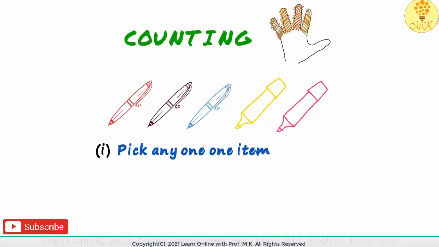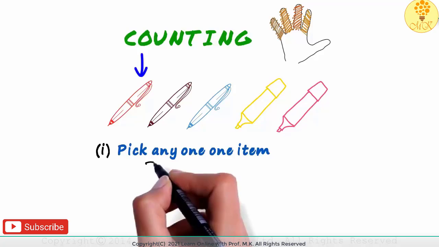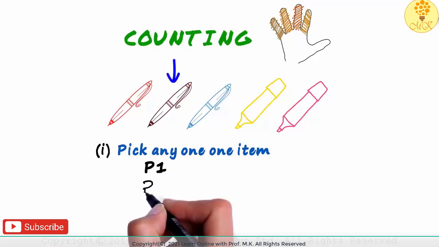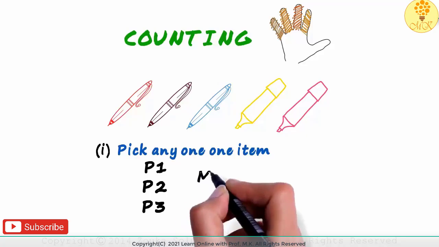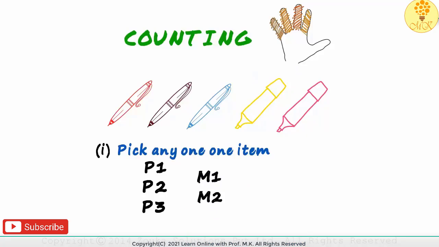Look at it logically. We can either pick the first pen, we can call it P1, or the second pen, or maybe the third pen. Or maybe we pick a marker, the first one or the second one. We kept saying or, this, or this, or this, and so on. You can see that there are 5 ways in which we can pick any 1 item. And how do we get a 5? 3 ways in which a pen can be picked, plus 2 ways in which a marker can be picked. 5 ways in all.